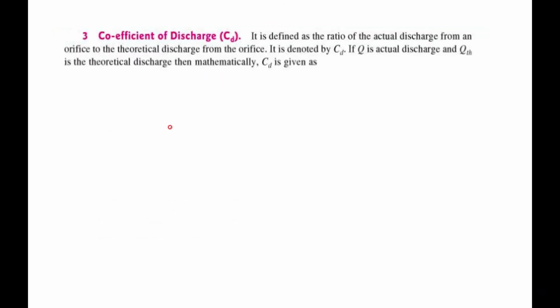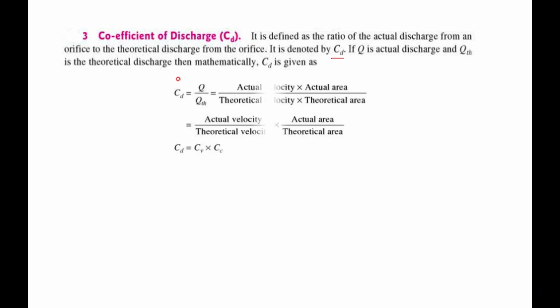The next one is the coefficient of discharge. It is defined as the ratio of the actual discharge from an orifice to the theoretical discharge from the orifice. It is denoted by the symbol CD, and if Q is the actual discharge and QTH is the theoretical discharge, then mathematically CD is given as Q by Q theoretical. You can write the numerator as A into V, that is actual area into actual velocity, since the numerator represents the actual discharge, divided by theoretical velocity into theoretical area.